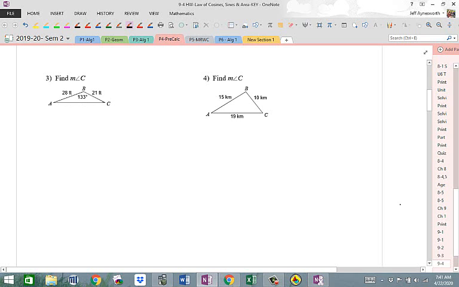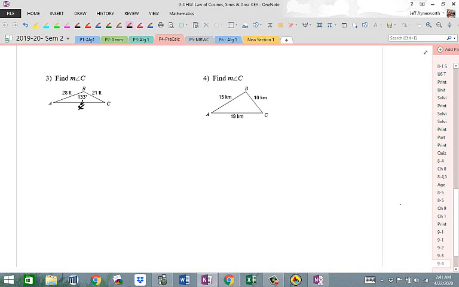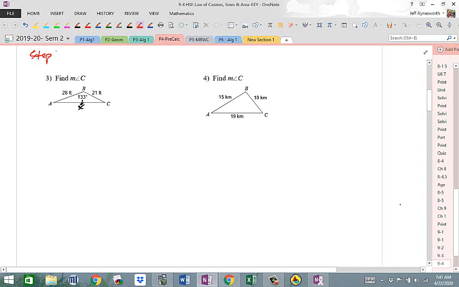We don't know angle C, and we don't know angle A, and we don't have the side opposite of angle B. So we're going to have to find the side opposite of angle B because that is the included angle. So even though we're trying to find angle C, we're going to have to find this side first, and then once we know the side, we can switch to the law of sines. Okay, so step one here. All right, use law of cosines.